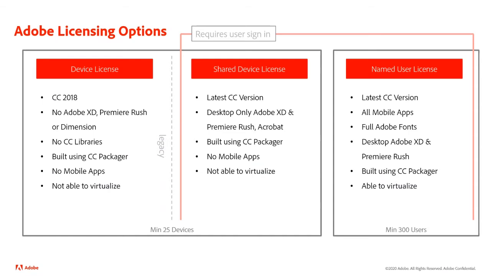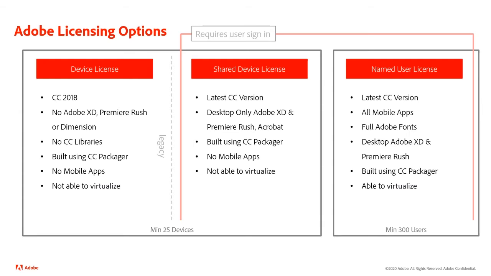There's more apps coming to the web. We've also got things like Document Cloud in the browser. So with a full named user license, you can edit PDFs in a web browser without needing to download Acrobat Pro. You can convert a file from a PDF to Word or to PowerPoint directly in the browser. So the named user license gives you all of that.